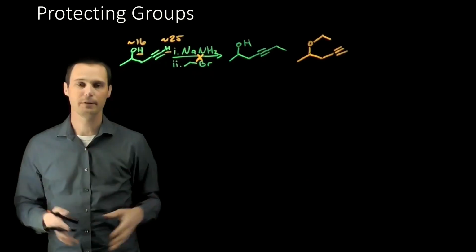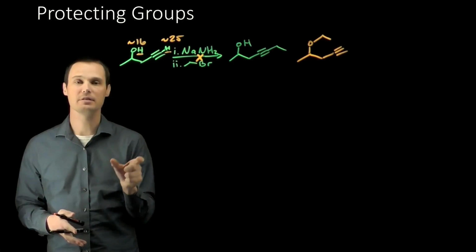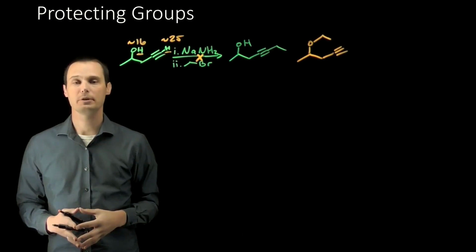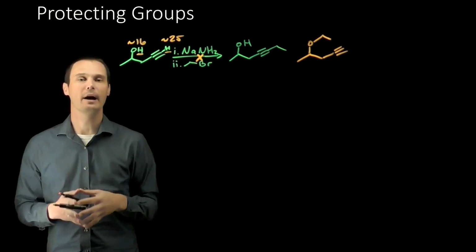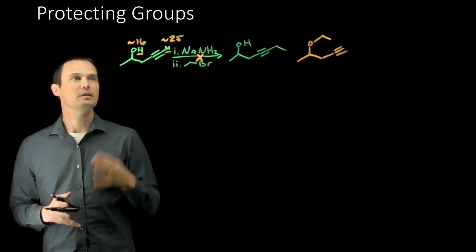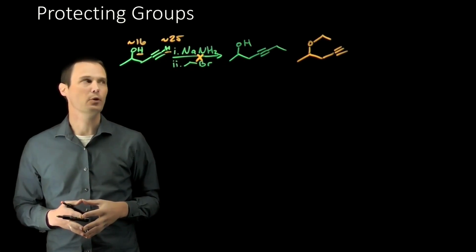There are lots of functional groups. I have a book in my office of protecting groups for a variety of functional groups. We're only going to learn two protecting groups in this course. One for alcohols, and one in a separate video for carbonyls, for aldehydes and ketones. In this video, we're only going to talk about protecting groups for alcohols.